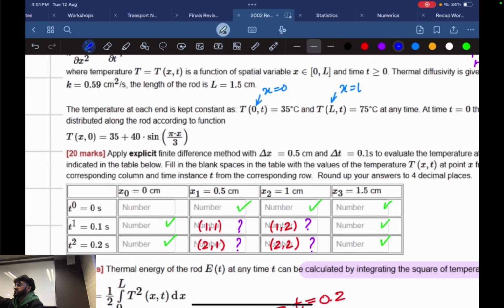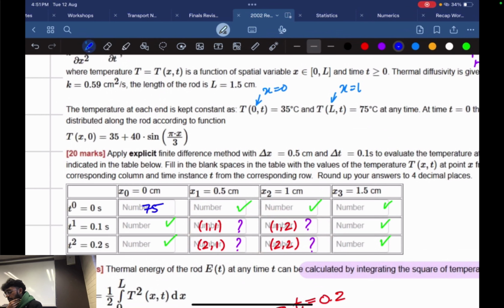So the green ticks that I made here are the values we can tell straight away. You don't even need MATLAB, you don't even need math to plug them in. You only need MATLAB or some sort of math to figure out these four. Everything else we can actually figure out.